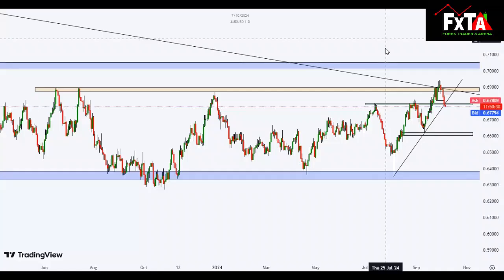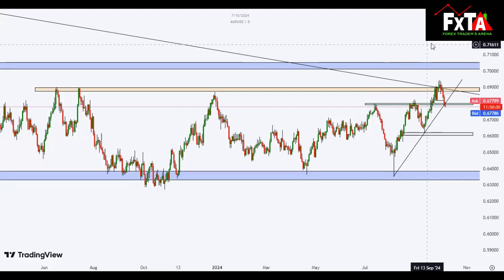So in today's video we're going to be looking at some analysis on some pairs for the week. So we are looking at a weekly analysis of some major pairs. The trades that I have lined up this week are AUD USD, GBP USD, and then USD JPY. Those are the pairs that I'm going to be looking at.